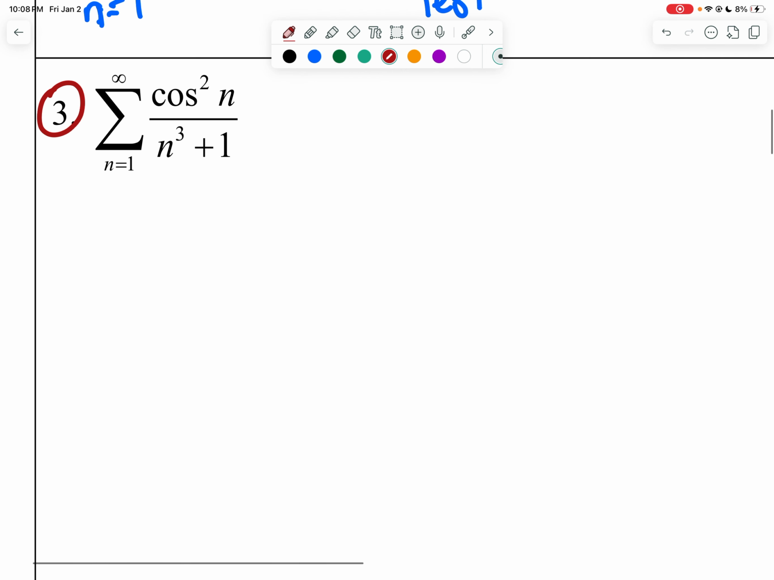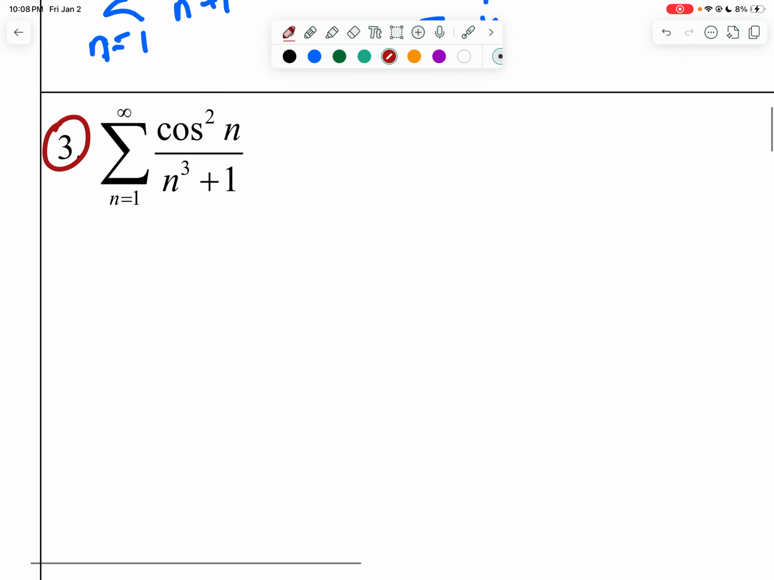Now, for this series right here, we have cosine squared of n over n cubed plus 1. Now, you might think, I don't know how to compare this with cosine squared of n. Well, remember that the range of cosine of n is from -1 to 1. But because this is a square, the range is actually going to be from 0 to 1. So, theoretically, we could compare this with 1 over n cubed plus 1.